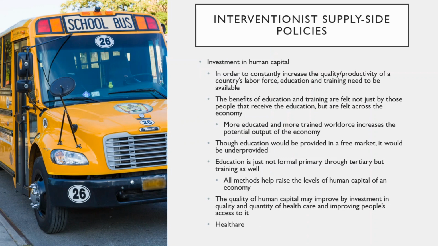Next, we're going to talk about interventionist supply-side policies. These are policies where the government is getting involved, and they're trying to increase long-run aggregate supply. We have investment in human capital. This could be paying for primary and secondary education, or even making college education free. And this will increase the productivity of the labor market. Remember, education is a merit good, so it's underprovided, so you need the government to get involved to provide some service. Another example of this could be providing healthcare. This could lead to an increase in human capital because people are healthier, so they're able to work more.